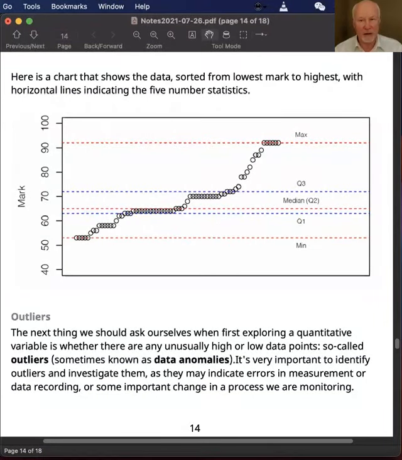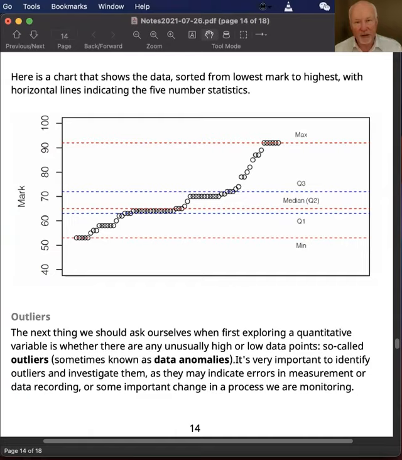Outliers are really important. Whenever we do exploratory data analysis, we look for outliers. We identify them and then we try to work out what they mean. Sometimes outliers exist because there was some problem in the measurement, in the collection of the data. There might be something wrong with a sensor. There might have been a bug in a computer program.